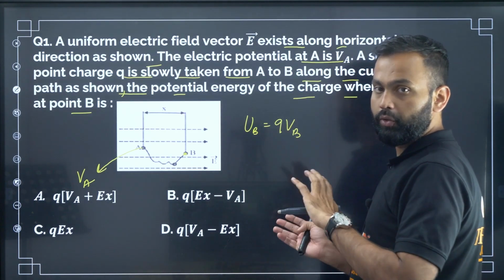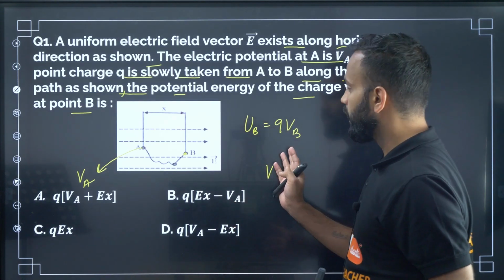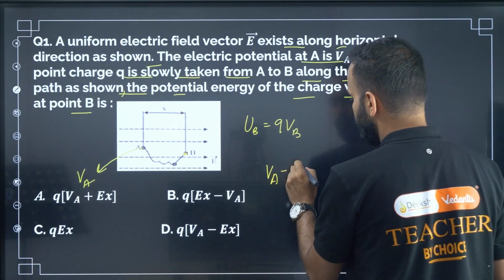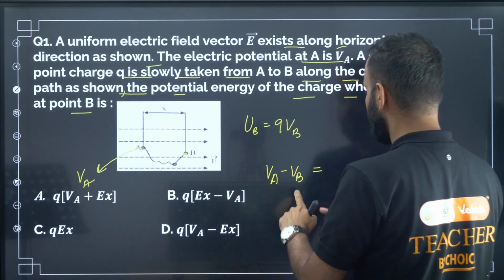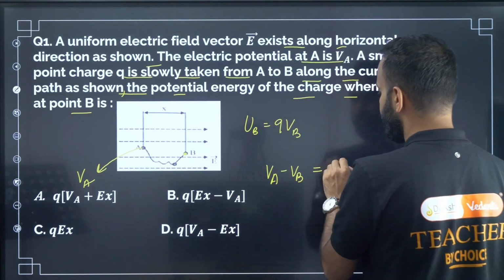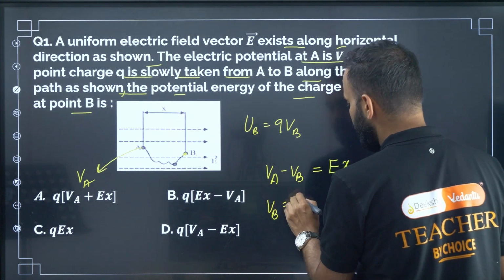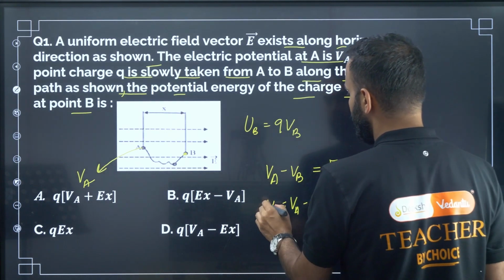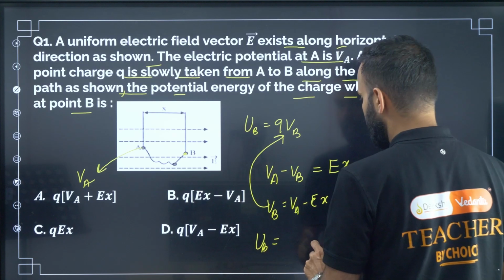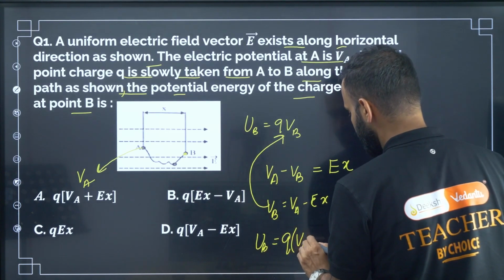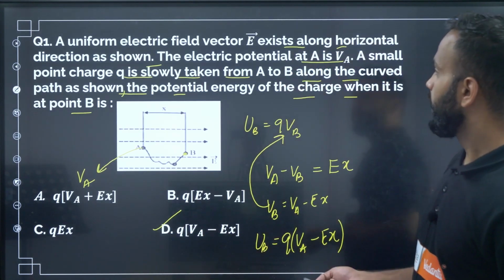We know the relationship between electrostatic potential and electric field. The potential difference VA minus VB is equal to E into X. So VB equals VA minus EX. Now substitute here: UB, the electrostatic potential energy at point B, is equal to Q into (VA minus EX). So the correct option is D. Next question, question number 2.